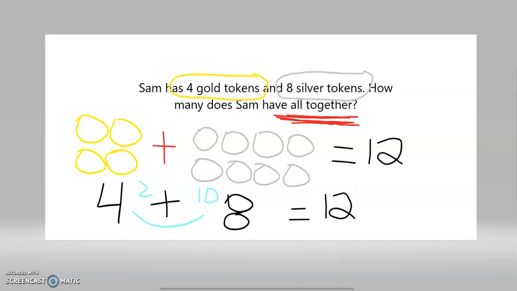But the thing that we need to think about as well with a word problem is we have 12 what? Well, we have 12 tokens all together. It's important to know what our answer means. What information have we just found out? Again, I apologize for the messy writing here. See if I can do my best. That's okay. So, all together, Sam has 12 tokens.